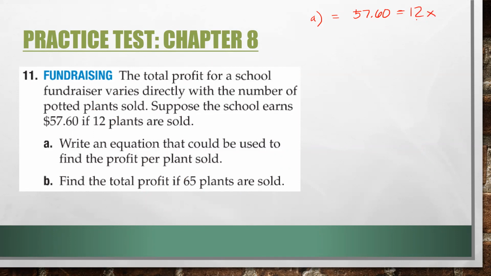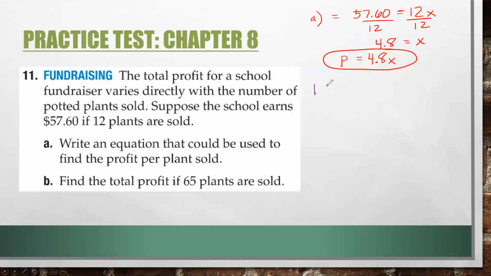So what we're going to do is solve for x. So we're going to divide both sides by 12, and it ends up being 4.8 equals x. So each plant, they make $4.80 profit, right? So the profit equals, because it says write an equation that can be used to find the profit per plant sold, so the profit is equal to 4.8 times x, okay? That is our equation, okay?